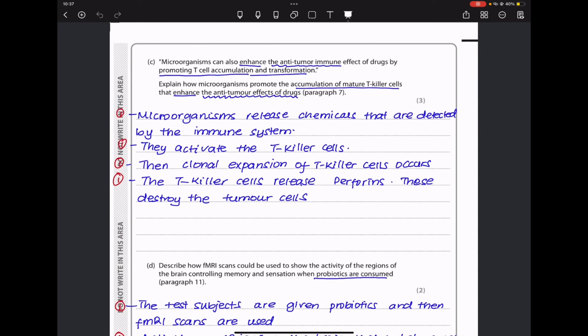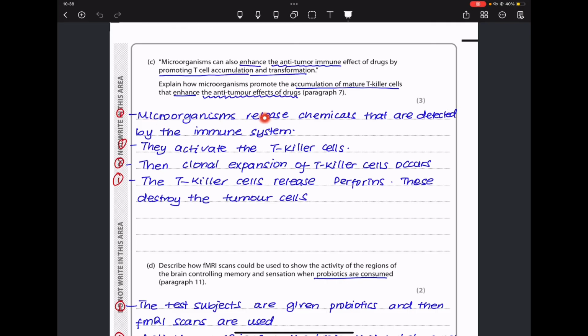In part C, microorganisms can also enhance the anti-tumor effect of drugs by promoting T-cell accumulation and transformation. Explain how microorganisms promote accumulation of mature T killer cells that enhance the anti-tumor effect of drugs. These microorganisms produce chemicals, and these chemicals are going to be absorbed into the blood, and then the immune system is going to detect them. T killer cells are going to be produced or activated, and then they will increase in number, release perforins that will cause the destruction of those cells.